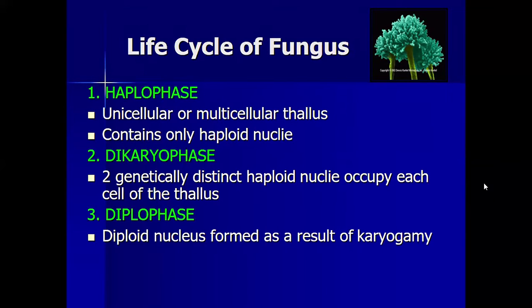Okay. In the case of sexual reproduction, we have this life cycle of the fungal organism. We have the haplophase, the dikaryophase, and the diplophase. The haplophase involves a unicellular or multicellular thallus that contains haploid nuclei. Then we have the dikaryophase. This involves two genetically distinct haploid nuclei that occupy each cell of the thallus. And then from the dikaryophase, it will enter the diplophase, wherein the diploid nucleus is formed as a result of karyogamy.